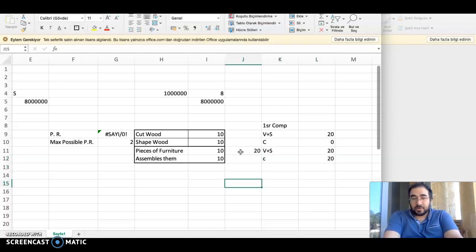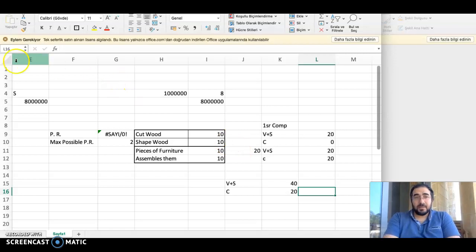So for the whole economy, V plus S is still 40. However, now we have C, which is 20. We will see the consequences of this calculation in the next part. See you then.